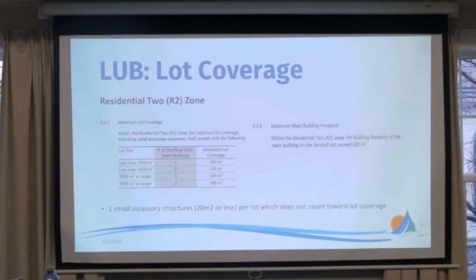Again, in this zone, we have the small accessory structure, although in this case, you're only allowed one per lot rather than two in the larger R1 lots. So again, the thinking being, if you had a property that was fully built out and you didn't have a place to keep your lawn equipment or your snow shovels, we wanted to be a bit flexible in that, while still keeping to the principle of the overall lot coverage.